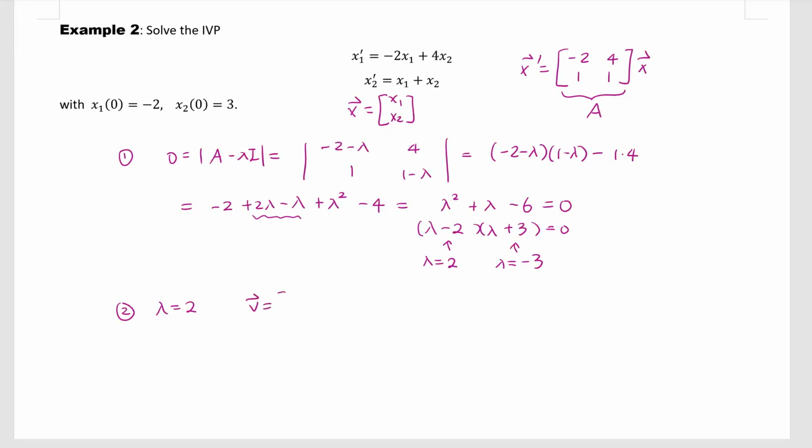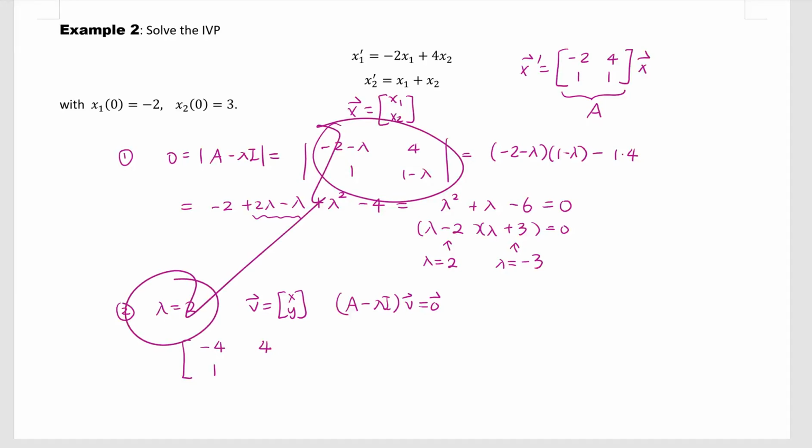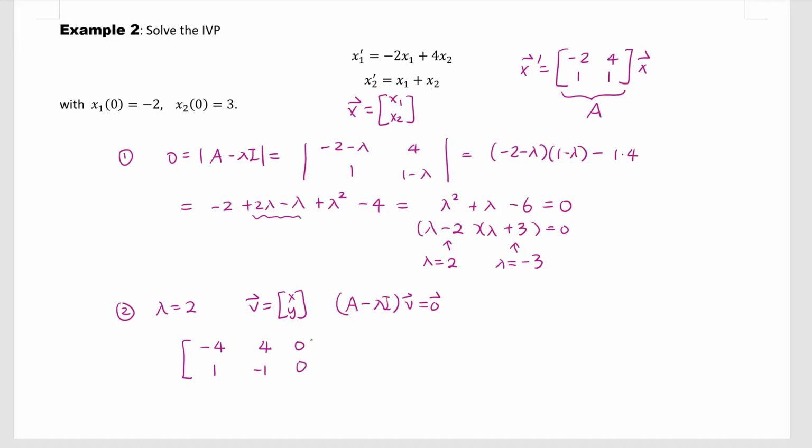So we let v be x, y, okay? We want to solve A minus lambda I times v equal to 0. So what is the augmented coefficient matrix? We use matrix A, subtract lambda from the diagonal elements. So minus 2 is minus 4. And then we have 4. 1 minus... Where do I look at? I look at here, and I plug in lambda equals 2 there. Okay, so 1 minus 2 is negative 1. And the right hand side is 0.